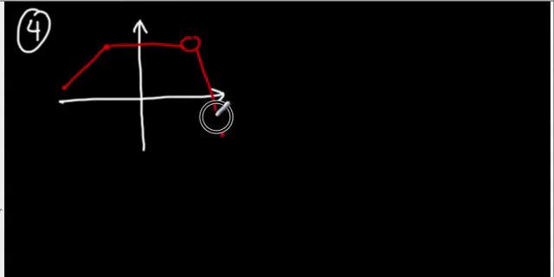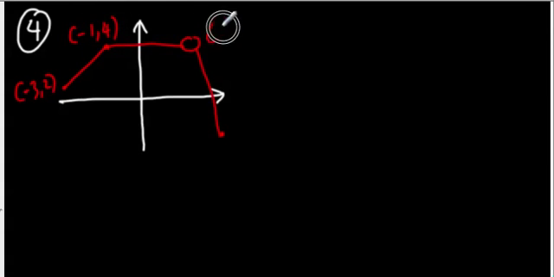There, and right there. So this point here was (-3, 2). This point here was (-1, 4). That point there was (4, 4). And this point here is (6, -3).